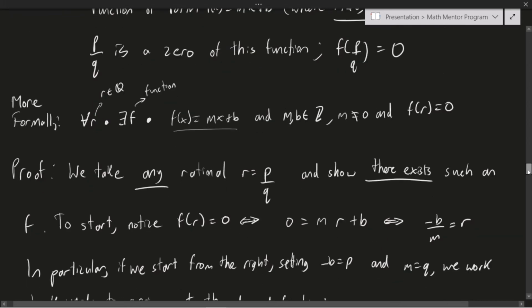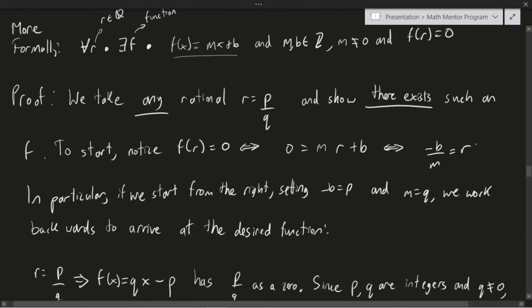Now, how do we prove this? Well, remember that when we're proving a for all statement, we have to take any rational r, which I'm going to rewrite as p over q, and we're going to show that there exists such an f, okay? Now, remember that to prove existence statements, we have to either construct or show non-existence is a contradiction. Okay. In this proof, we're going to do a construction.